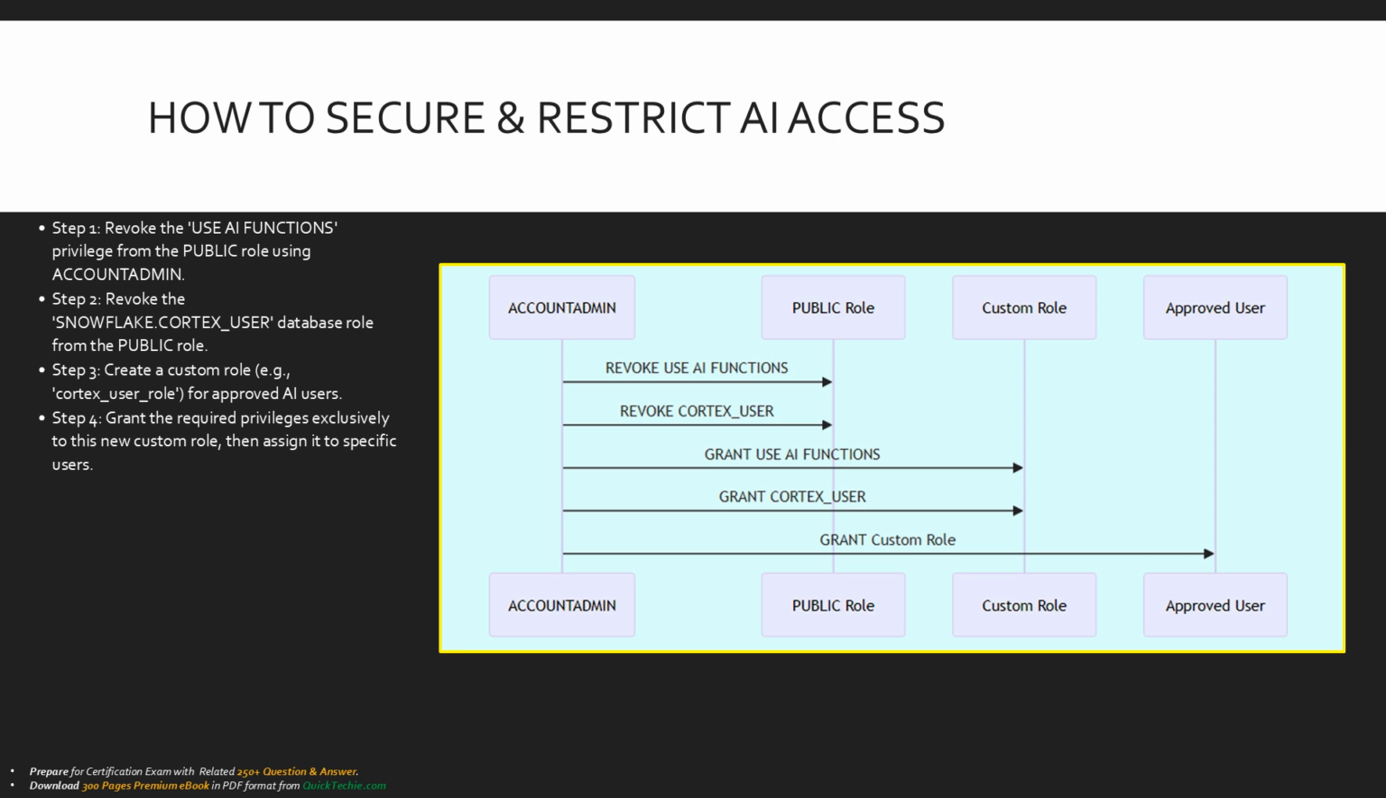Here we see the sequence of commands an admin performs. The admin first strips the privileges away from the public role. Then, the admin channels those exact same privileges into a tightly controlled custom role. Finally, the admin grants this custom role only to the approved user, establishing a secure perimeter around our AI functions.